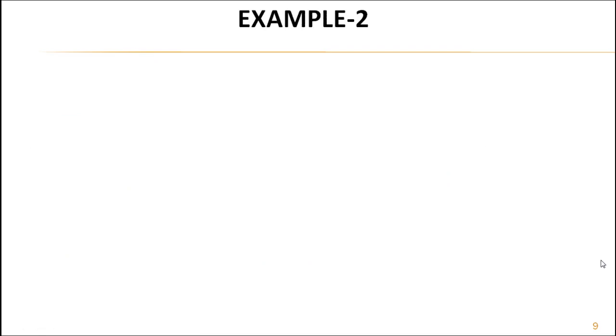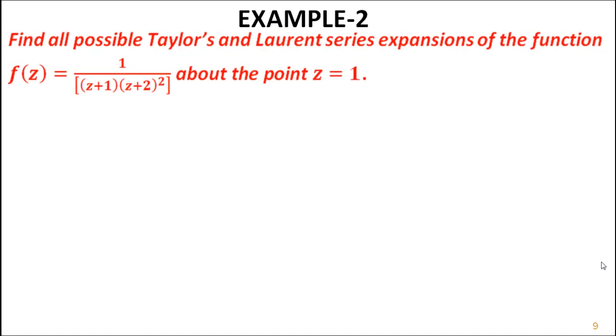Now take the second example, my dear students. Find all possible Taylor's and Laurent series expansions of the function f of z is equal to 1 by z plus 1 times z plus 2 whole square about the point z is equal to 1. Let us take the solution.